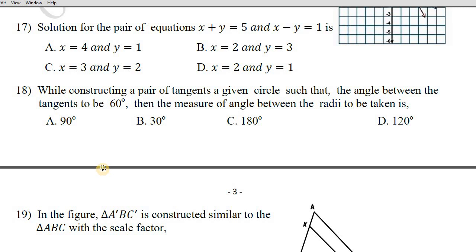Next, question number 17. The solution for the pair of equations x plus y equals to 5 and x minus y equals to 1 is. The given options are x equals to 4, y equals to 1; x equals to 2 and y equals to 3; x equals to 3 and y equals to 2; x equals to 2 and y equals to 1. It means here two equations they have given, children, and they are going to ask the values of x and y. So what will you do for this?